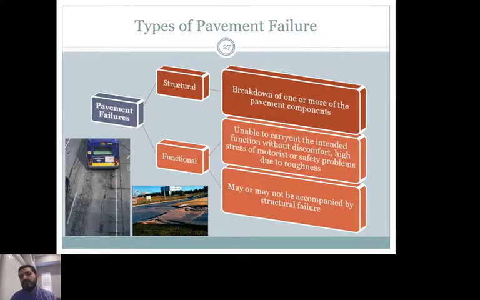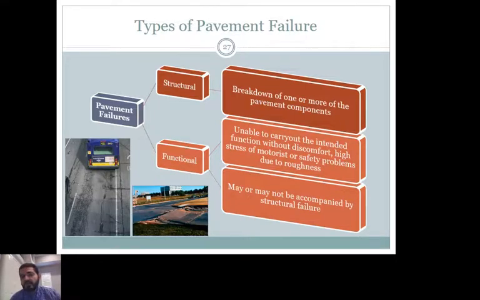Structural failure, as you can tell, is a breakdown of one or more of the pavement components. If the hot mix asphalt is failing, or the subbase, or the base, or the soil is failing, that's a major failure, and we call it a structural failure. Whereas functional failure is when the pavement is unable to carry out its intended function without discomfort, high stress on motorists, or safety problems due to roughness. So it's all about your driving comfort. How rough is the road? Is it too rough? Or sometimes the other extreme, is it too smooth? And if it's in a rainy condition, are you losing control over your vehicle?